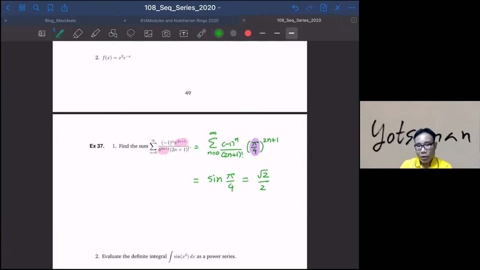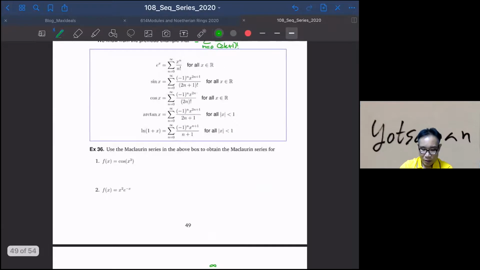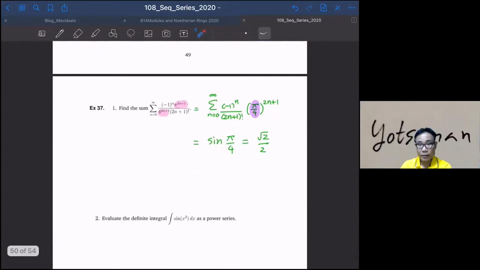Don't worry, you will have this box during your exam. It will be given, and you just use this box and plug in. However, you may have to do some algebra from this guy to this guy, but it's not going to be difficult to do.